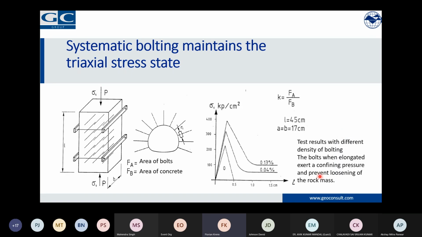And the effect is that the bolts exert a confining pressure. They prevent the loosening of the rock mass. If the rock mass is already somewhat damaged, then still it helps to keep this together and prevent any exponential failure. And that's why rock bolts are giving us a very good improvement of our ground condition.